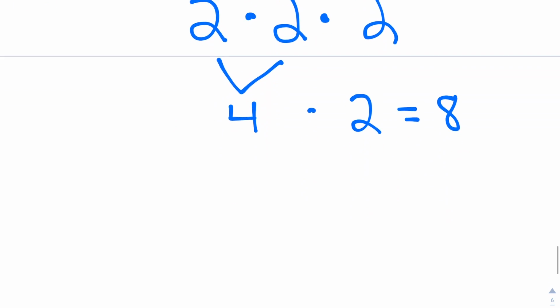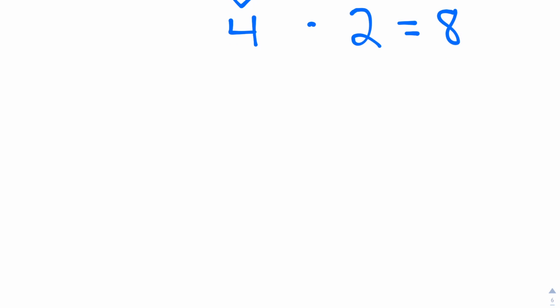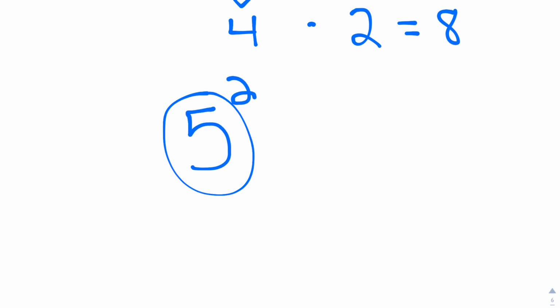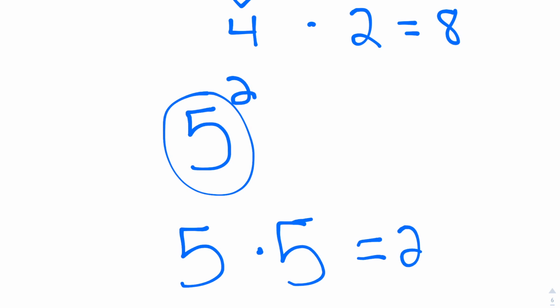So we're going to go ahead and practice a few more. Let's say I have 5 to the 2nd power. 5 is my number being copied. I need 2 copies of it. And that gives me 25.